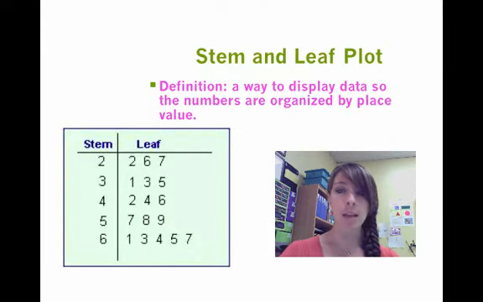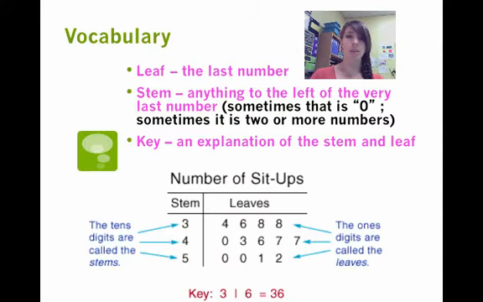So a stem and leaf plot is a way to display data so that the numbers are organized by place value. You're always going to have numbers that have 2 digits in some way, shape, or form. It might be 1 digit before the decimal and 1 digit after the decimal, but there are always going to be 2 digits. And then you split the numbers into stems and leaves. So here's how it works. The leaf is the last number.